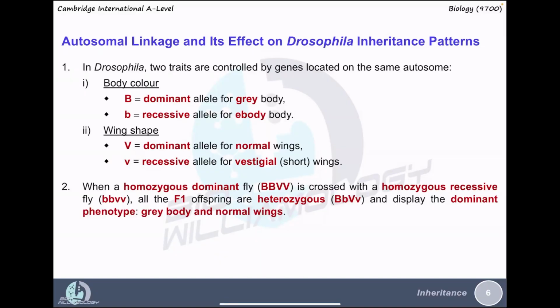So when a homozygous dominant fly for both gene loci, homozygous for B and homozygous for V, is crossed with a homozygous recessive fly for both gene loci, homozygous recessive b and homozygous recessive v, the F1 offspring are heterozygous and display the dominant traits.